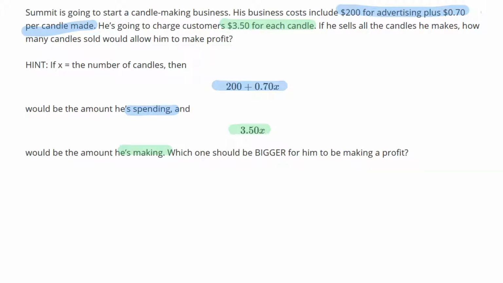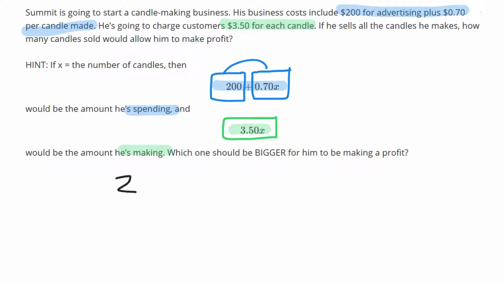If you're wondering why that's the case, well, $200 represents the amount he's spending on advertising, and then the 0.70 times x represents the amount of money he's spending to make the candles. So the total amount of money he's spending means that we would add those two things together. And then when he is making money, he's selling the candles for $3.50 each. So for example, if he sold 10 candles, we would do 3.50 times 10 to see how much money he was making. So what I'm going to do next is write down these two expressions side by side here.